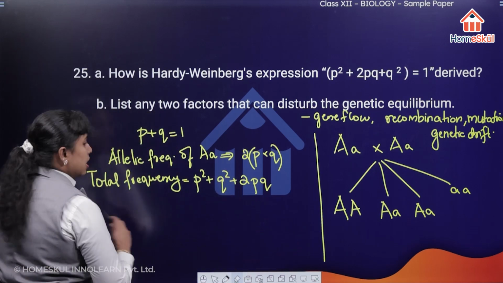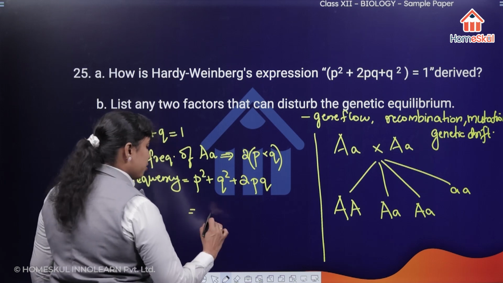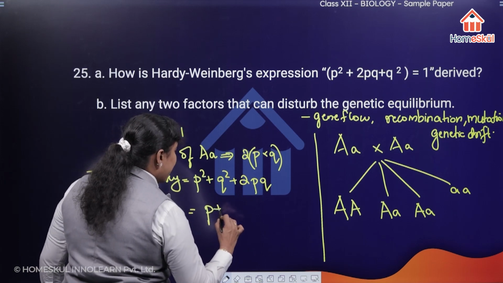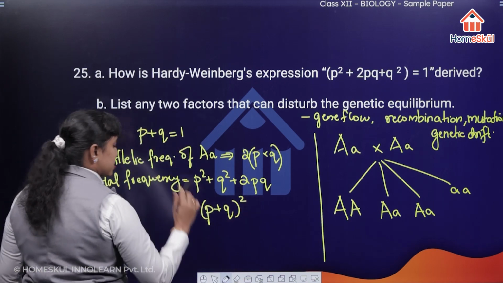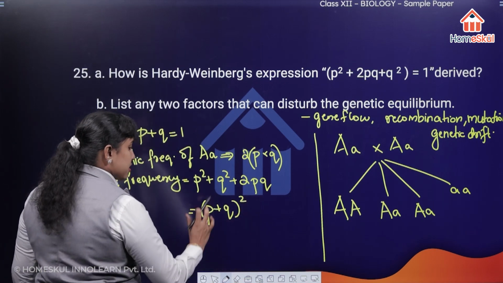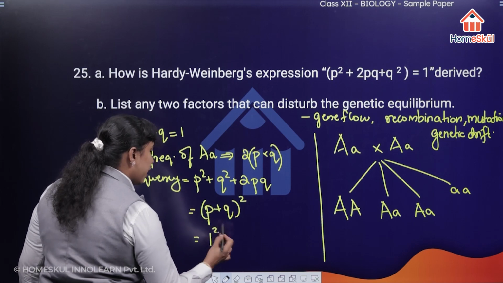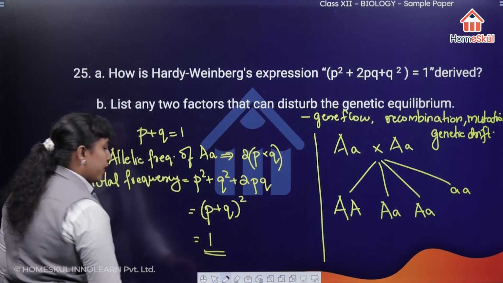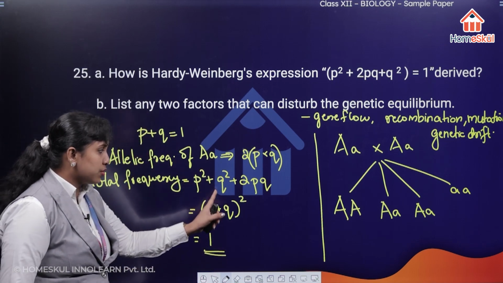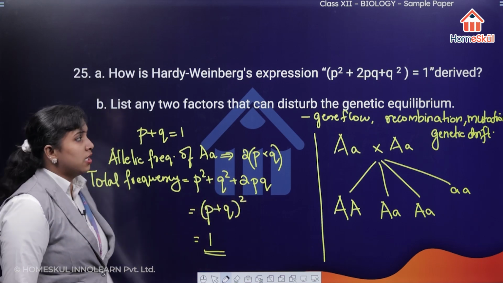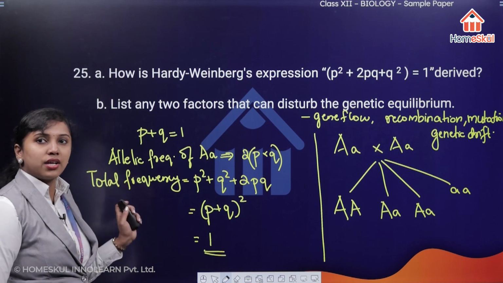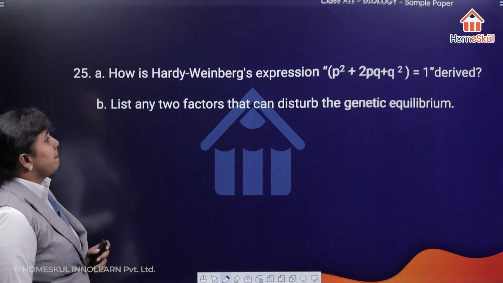P square plus q square plus 2pq is equal to p plus q the whole square, where p plus q is equal to 1. So p plus q the whole square is equal to 1 square, that is 1. So finally we will get p square plus q square plus 2pq is equal to 1 only. Okay. So this is how we get the Hardy-Weinberg's expression.